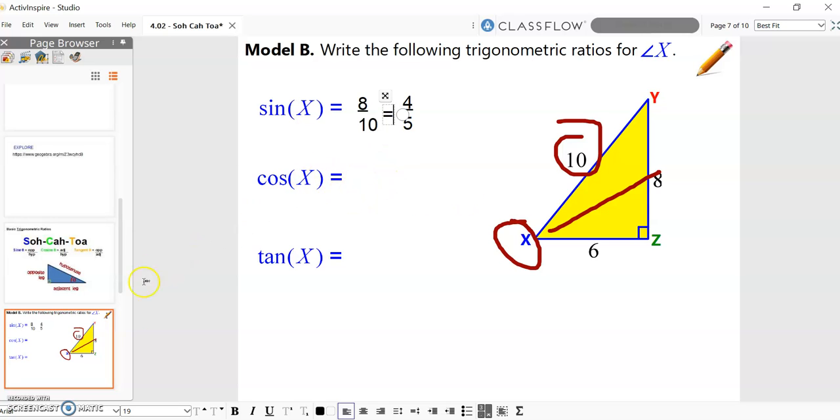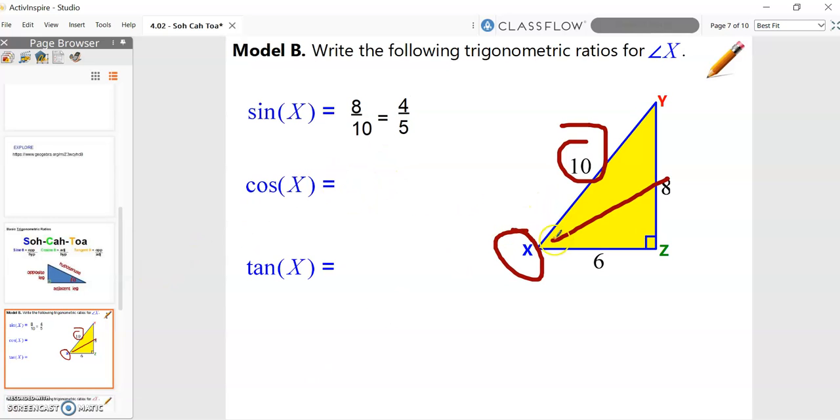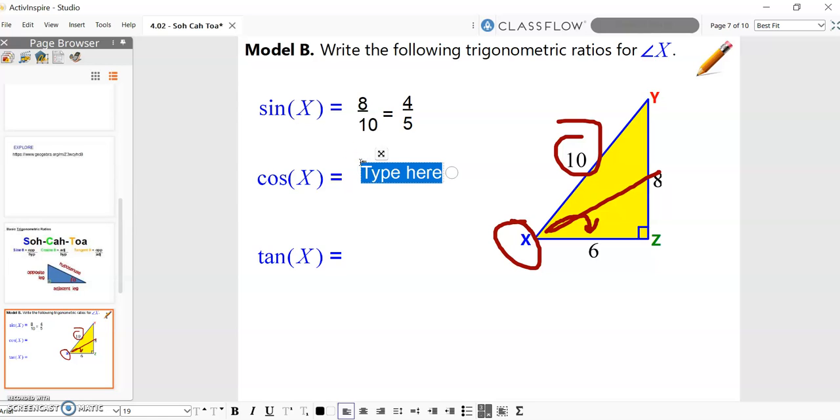Cosine of x. Well, remember, cosine is just simply the adjacent. So now we have 6, and it's still over our hypotenuse. And this can simplify into 3 over 5.